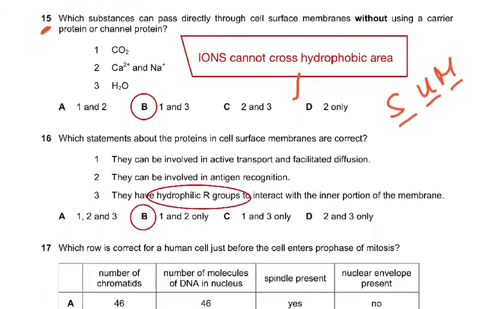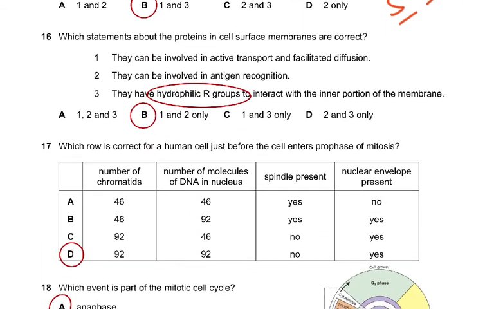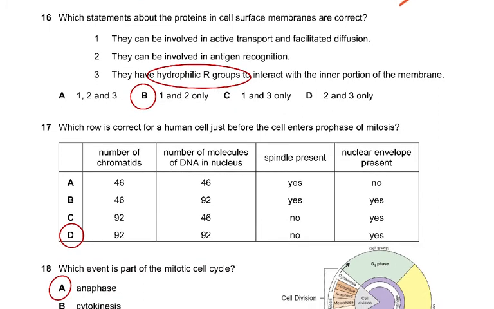Then coming on to question 16. If you look at question 16, it says which statements about the proteins in cell surface membranes are correct. They can be involved in active transport and facilitated diffusion. They can be involved in antigen recognition. They have hydrophilic R groups to interact with the inner portion of the membrane. So the answer was B.